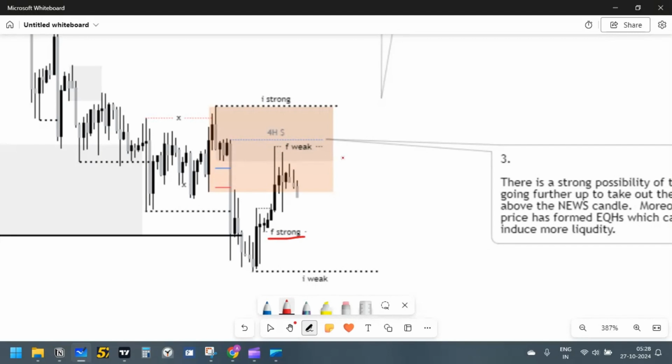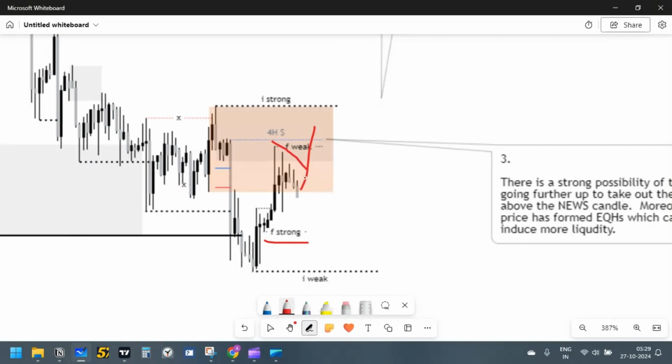So what I can expect today is, price has already mitigated the 4-hour supply. If the price wants to come down, then the price can take out this fractal, the strong fractal low, and then it can also ultimately take out the weak internal low. But the caveat here is we can see a low resistance liquidity being built up here, and also there is this buy side liquidity which is formed above the news candle. So this gives me a slight confusion whether the price can take out the strong fractal low, or push up to take out the buy side liquidity above this news candle as well as this low resistance liquidity.